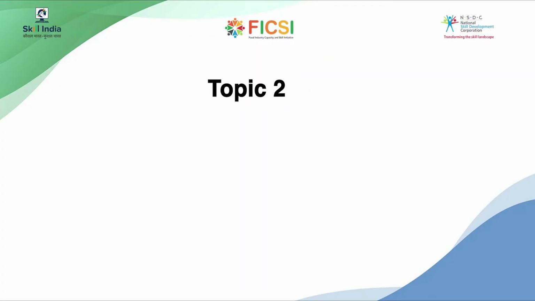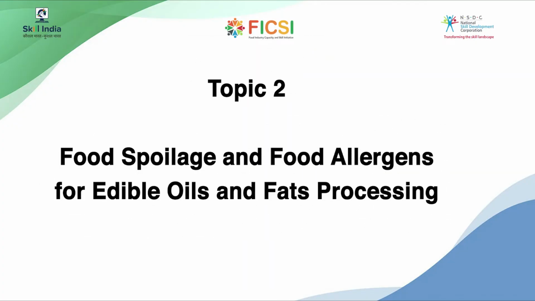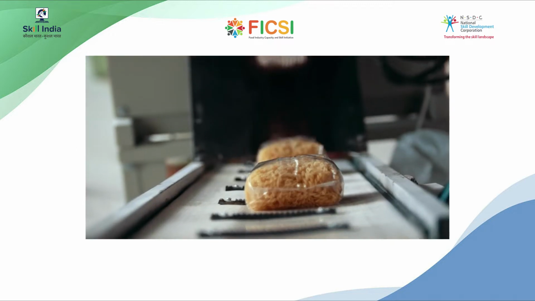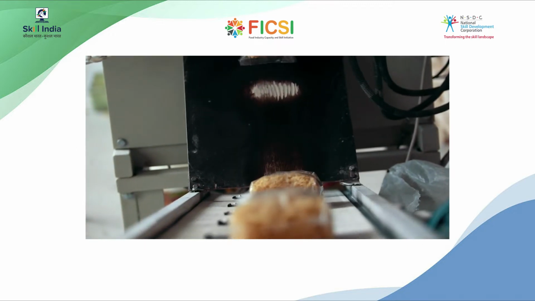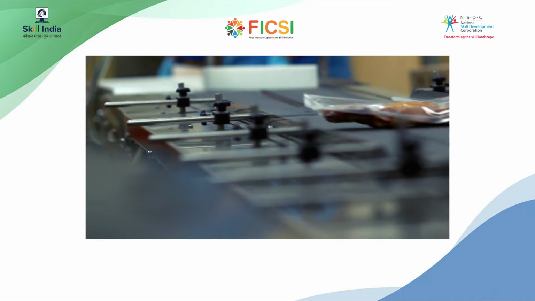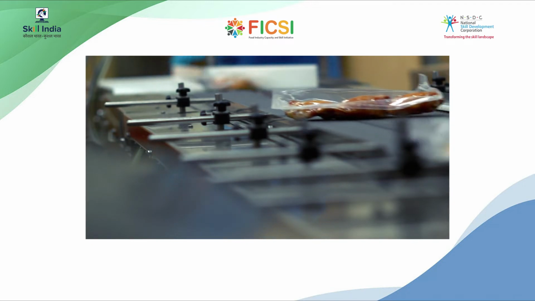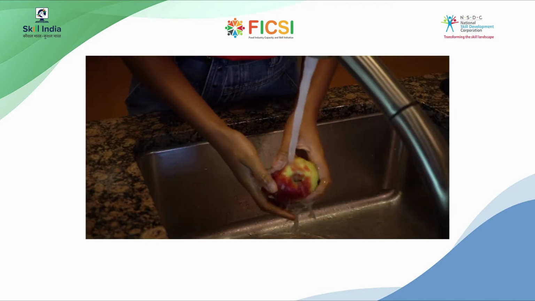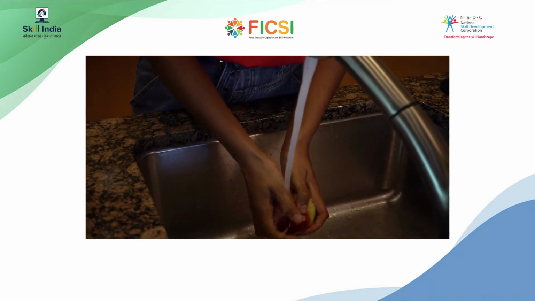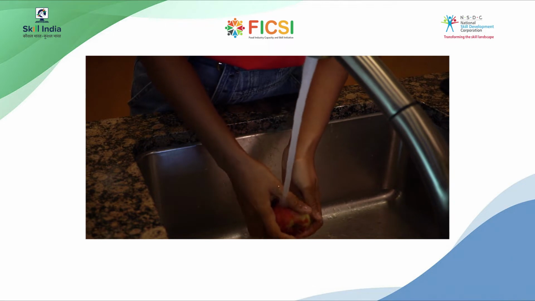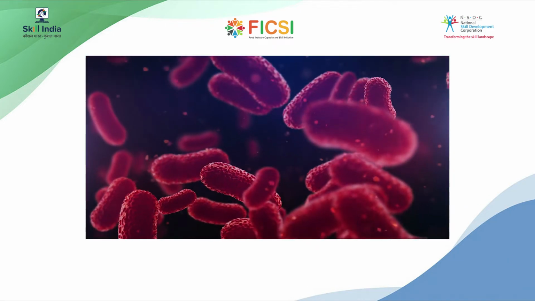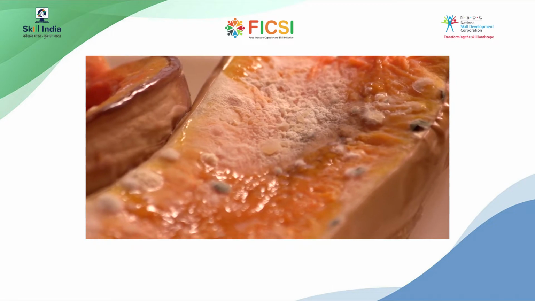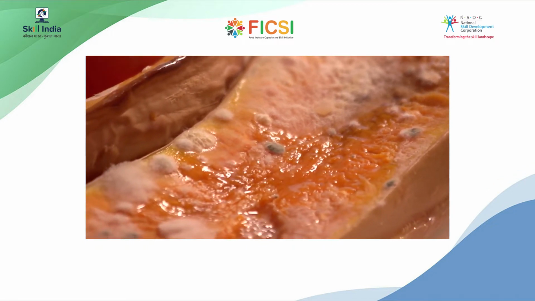Topic 2. Food spoilage and food allergens. Packaged food, which sometimes travels all around the world, needs to be handled very cautiously, or it can lead to severe health problems. Through this course, you will learn how to handle food safely across the value chain and how to prevent your food from microbial spoilage and contamination by various types of hazards.